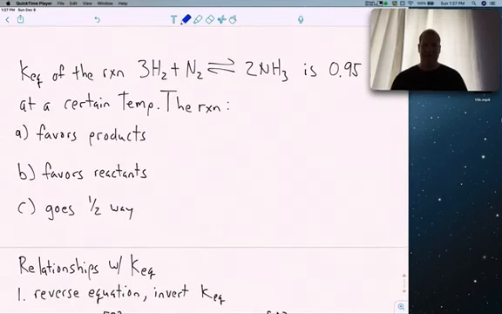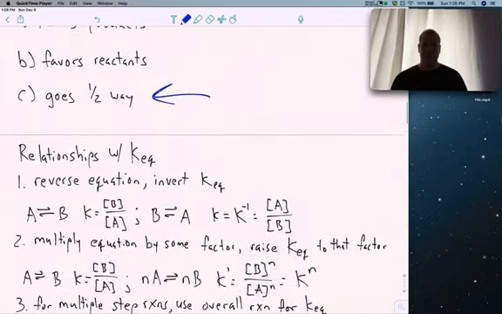Let's look at this one. At a certain temperature, K for the ammonia synthesis reaction, 3 hydrogens plus nitrogen makes 2 ammonias, is 0.95. So at this temperature, this one goes about halfway. It's close to 1. And in general, if K is between 1/1,000 and 1,000, you're going to see both reactants and products in the equilibrium mixture.